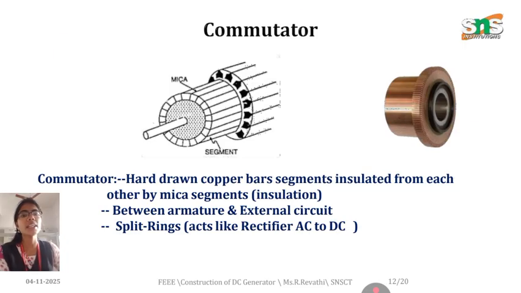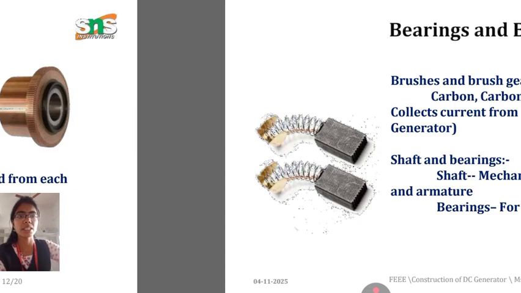The commutator is present between the armature and the external circuit. The split ring acts as a rectifier, AC to DC. If you are creating a circuit with an AC supply, whereas you need the output in DC supply, we use a split ring. The commutator is drawn copper bar segments insulated from each other by mica segments.